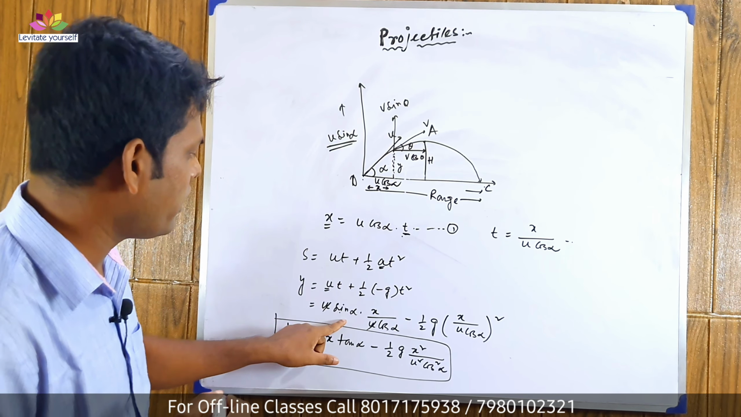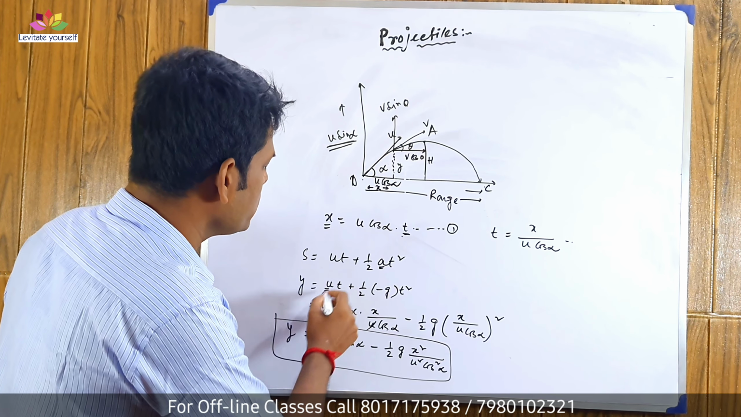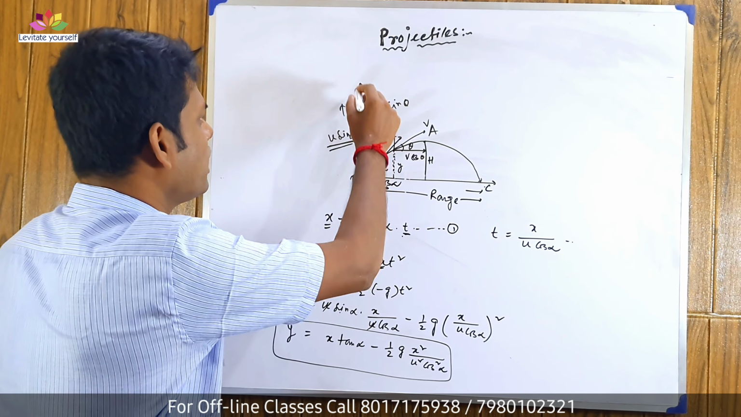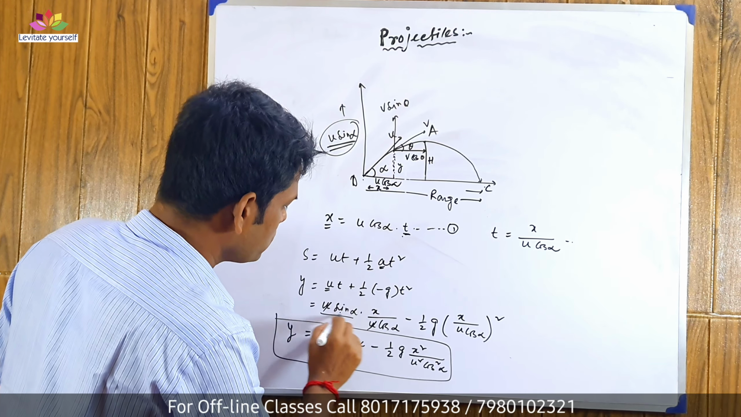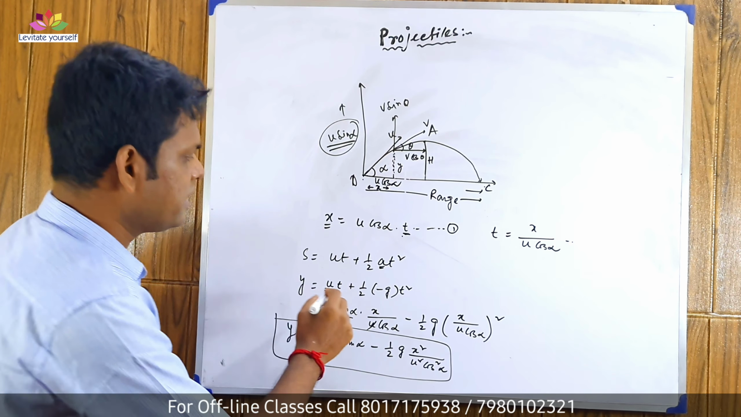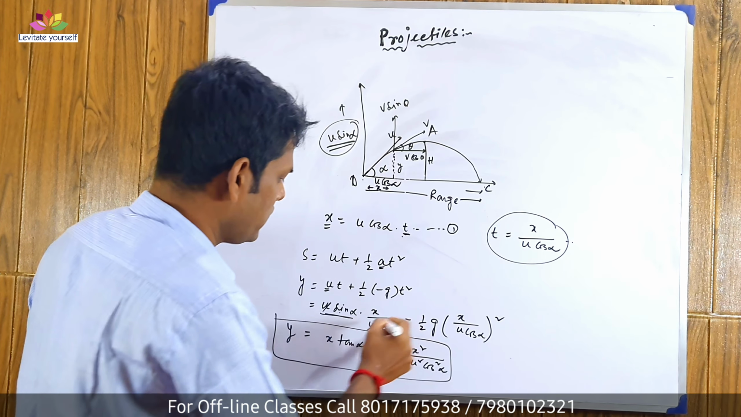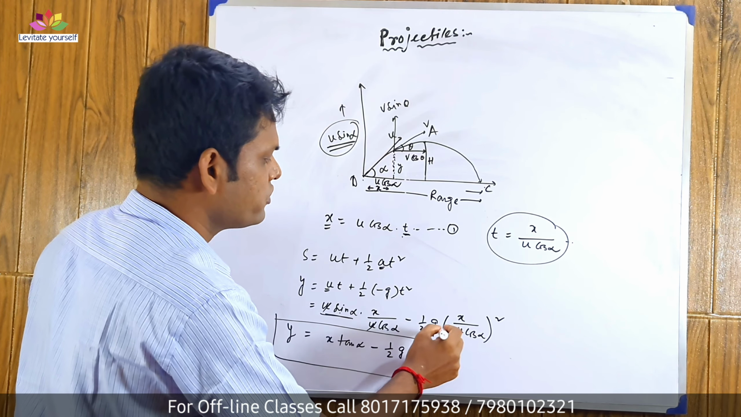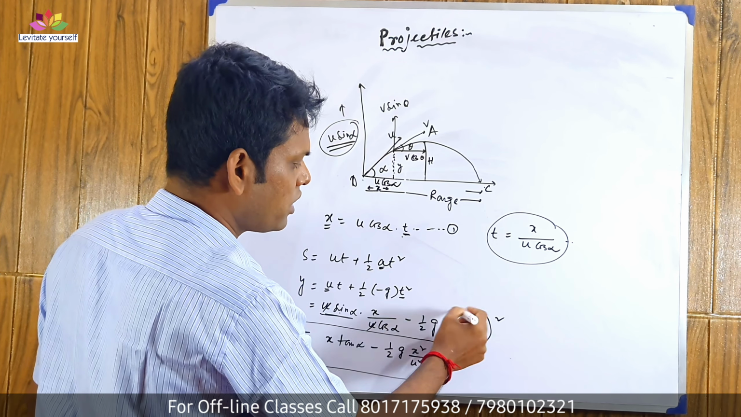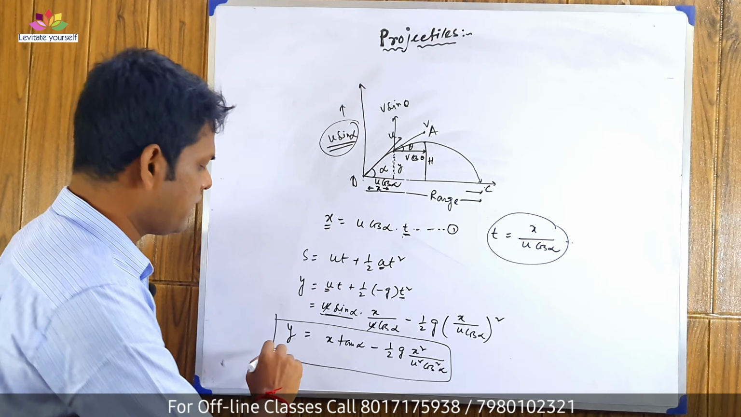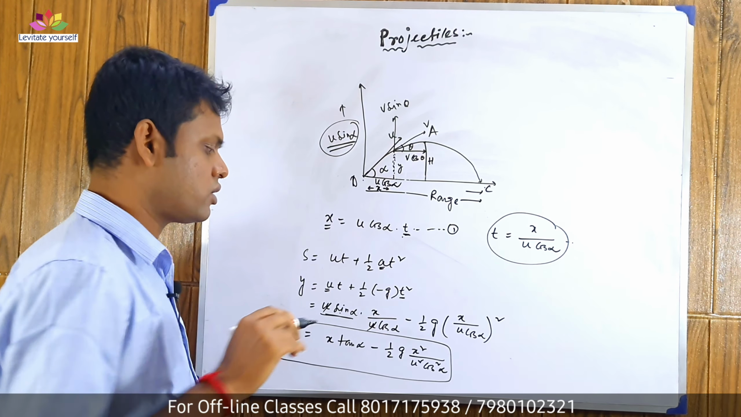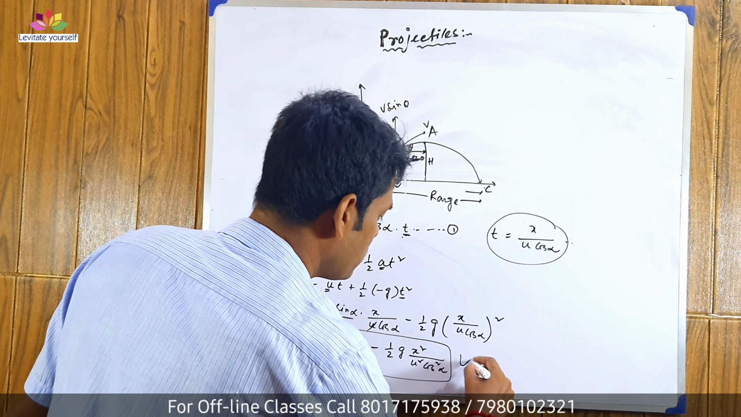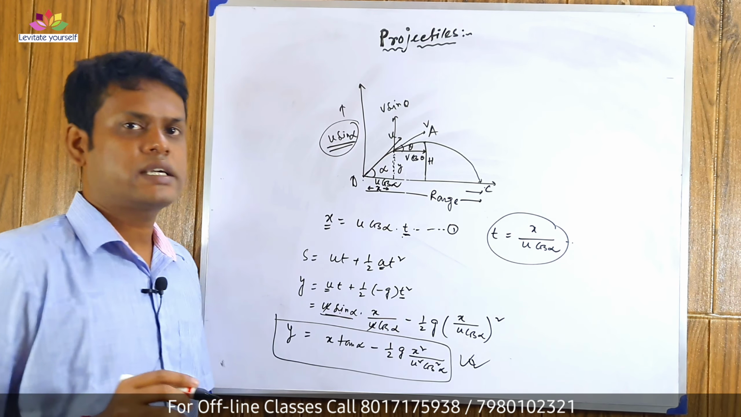Putting u equal to u sin alpha, because the vertical component of velocity is u sin alpha, and t equal to x by u cos alpha, we get x by u cos alpha minus half of g t square, putting in these values of t. Calculating, y is equal to x tan alpha minus half of g x square by u square cos square alpha. This is the equation of projectiles.